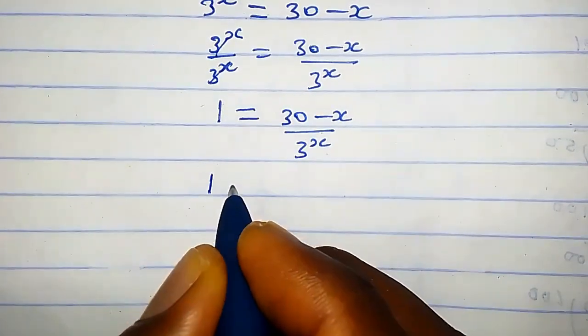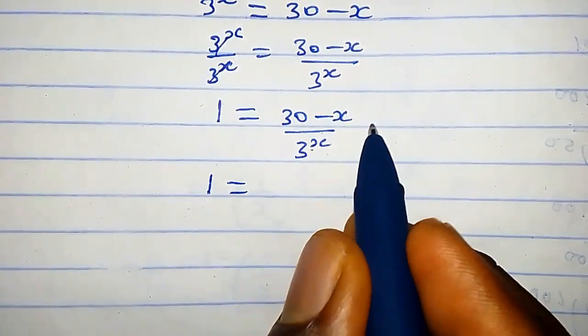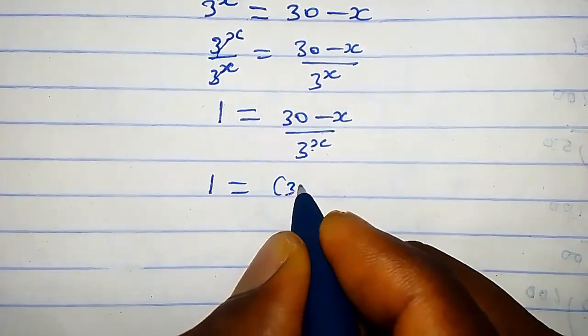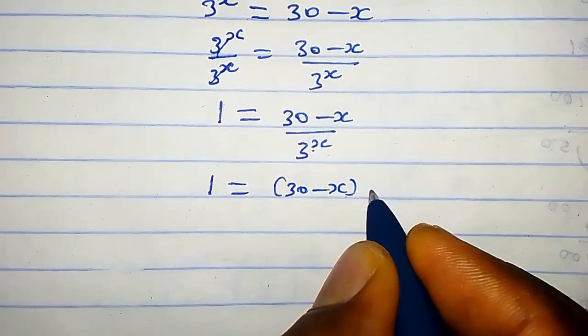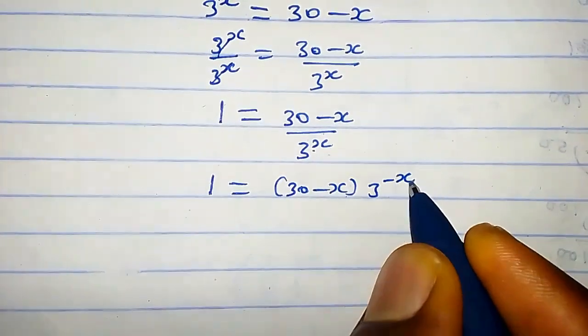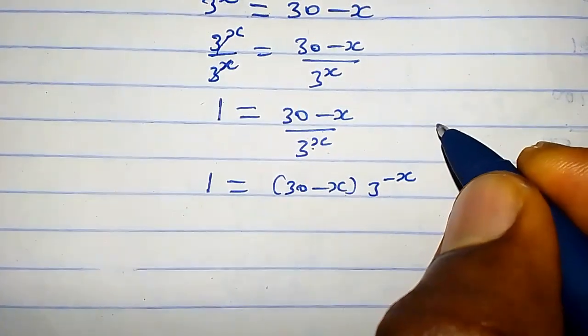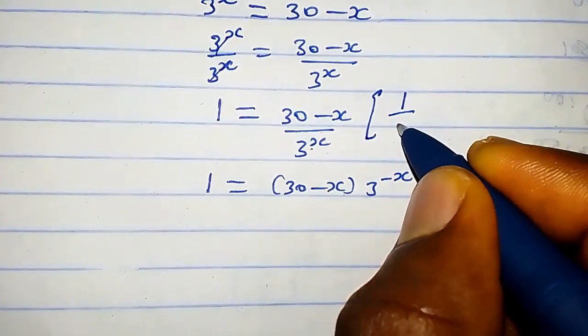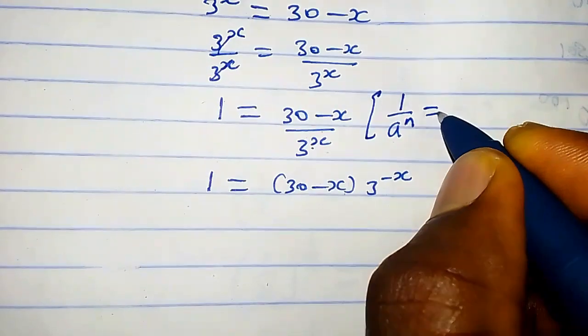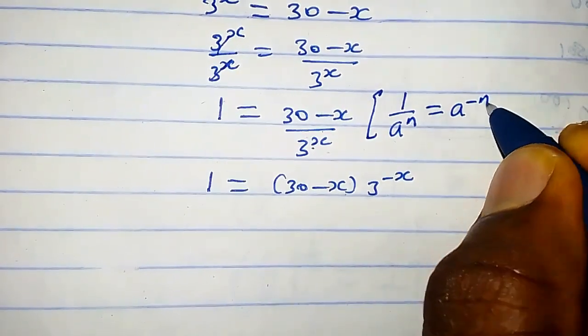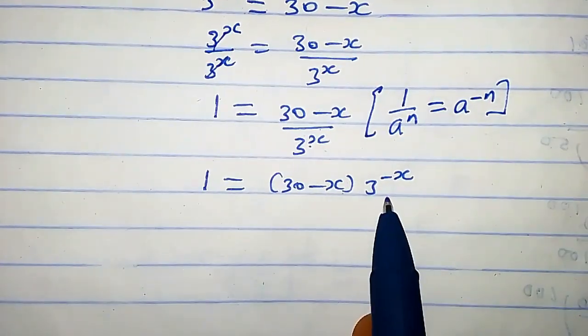So we're going to have 1 equals, when this goes to the numerator, 30 minus x times 3 raised to power minus x. That is, whenever we have, let's say, 1 over a raised to power n, it is simply the same thing as a raised to power minus n. So that's how we got this.